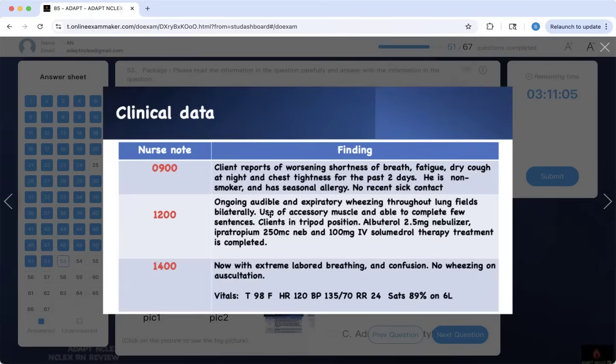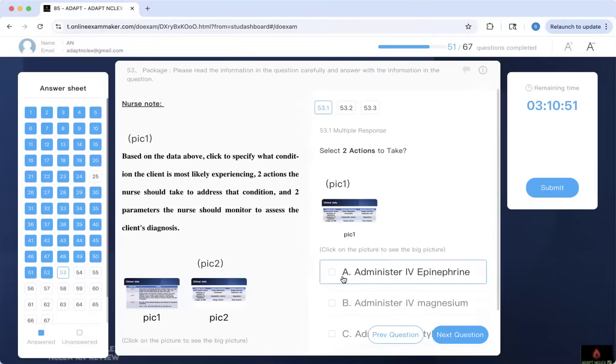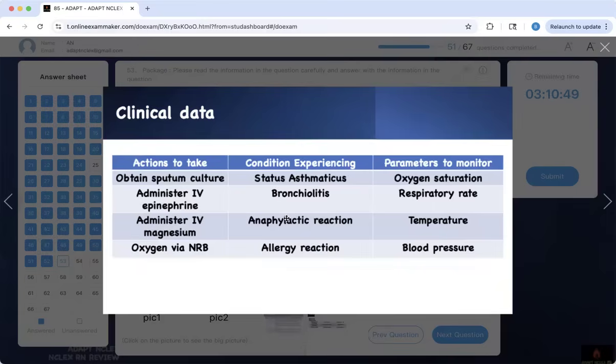Now, the time is 1400. After all this, he's breathing really fast. He's confused. He's wheezy. He's tachycardic and all this. His saturation is 89 on 6 liters. It's not responding. What do you think is going on? Do you think this is asthma? Do you think bronchitis, allergic reaction, or anaphylaxis? There was nothing in the case that tells you the patient had any allergy to anything. Neither was he taking anything.